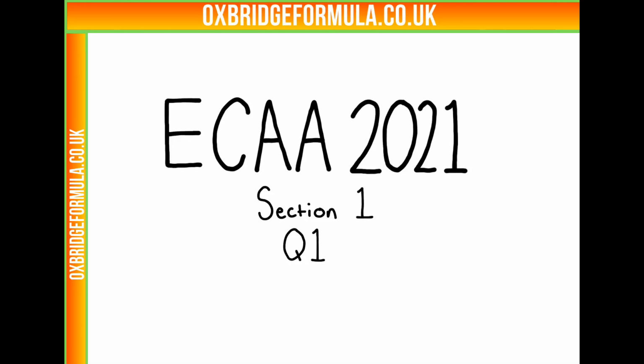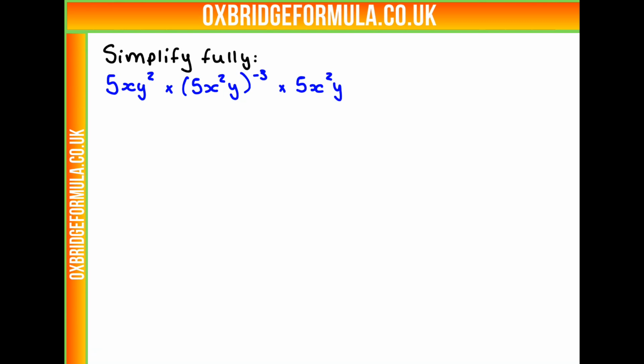This is ECAA 2021, Section 1, Question 1. So for this question, we're just given an equation here, 5x y to the power of 2 times (5x squared y), all in brackets, to the power of minus 3, times 5x squared y, and we're told to simplify it fully.